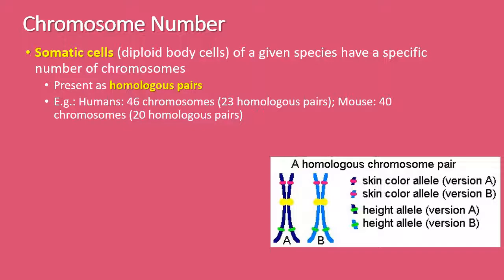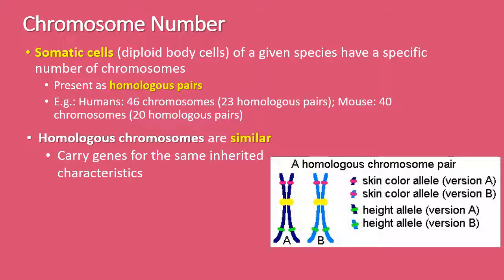So as far as chromosome number goes, again, this is just review. We've talked about this before, but somatic cells or diploid cells are always going to have a specific number of chromosomes. For example, humans have 46 chromosomes. Those chromosomes are present as homologous pairs because you get one set from your mom and one set from your dad. So we have 23 homologous pairs. Mice have 40 chromosomes with 20 homologous pairs, just as another example.